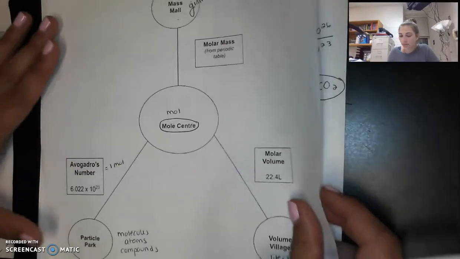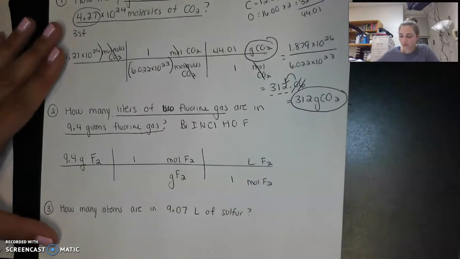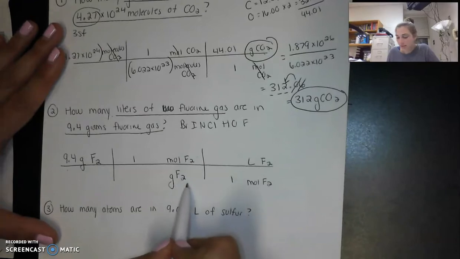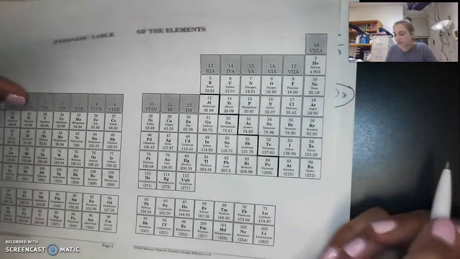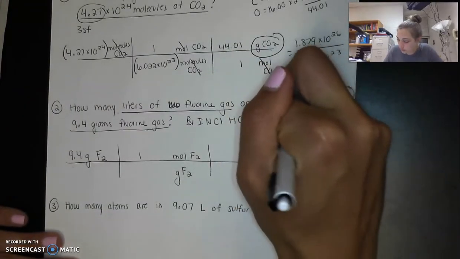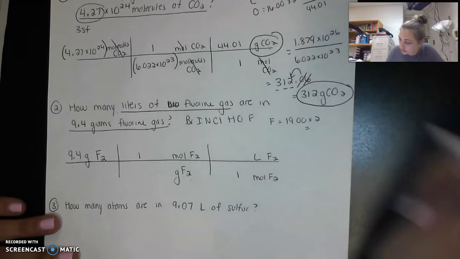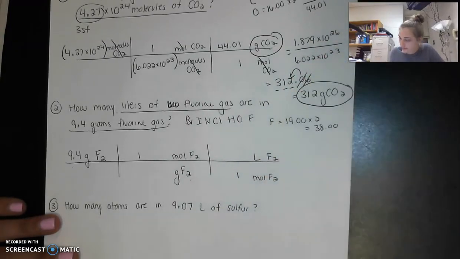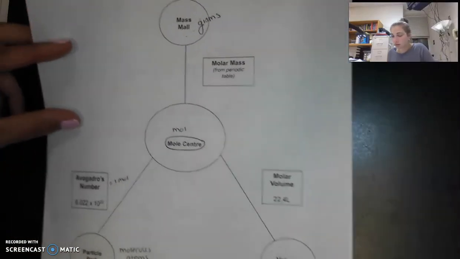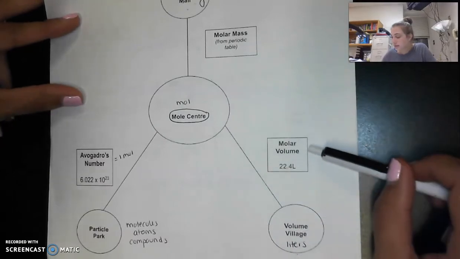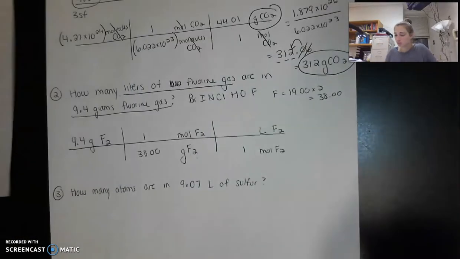Okay, let's go back to our mole town. When we go from grams to moles, it tells us to use the molar mass. That's the equivalence. So I have to look up the molar mass of fluorine. So if I go here, fluorine is 19.00. But there are 2 of them, since it's a diatomic, so I have to multiply that by 2. So it comes out to 38.00. Now, going from moles to volume, it tells us that 1 mole of any gas is 22.4 liters. So that's what goes up here.